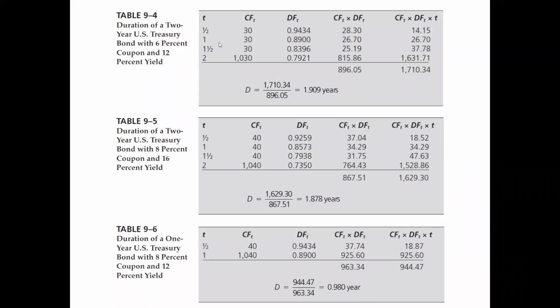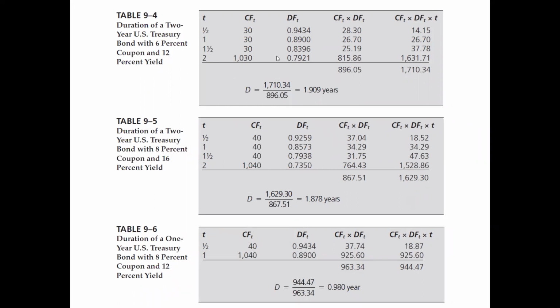In this example, we have a 2-year treasury bond with a 6% coupon payment and 12% yield. It's still semi-annually, okay? If you compare with the previous example, it was 8%, but now it's reduced to 6%.